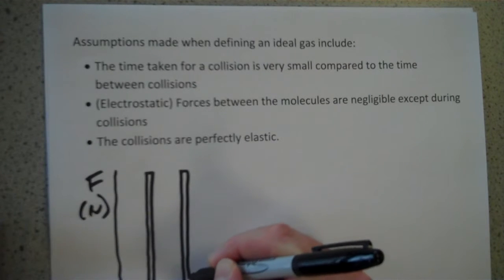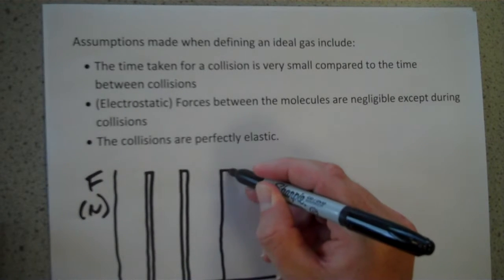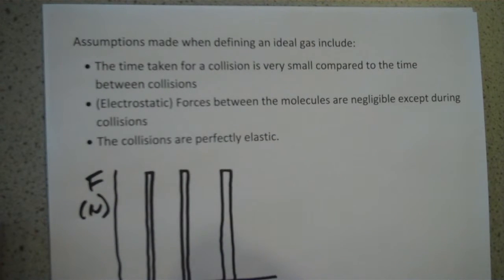So the force is like this. Okay, so that's a little picture for the repeated collisions with the wall, where delta t is really small, and this time here is very big in comparison. The time between collisions is much bigger.